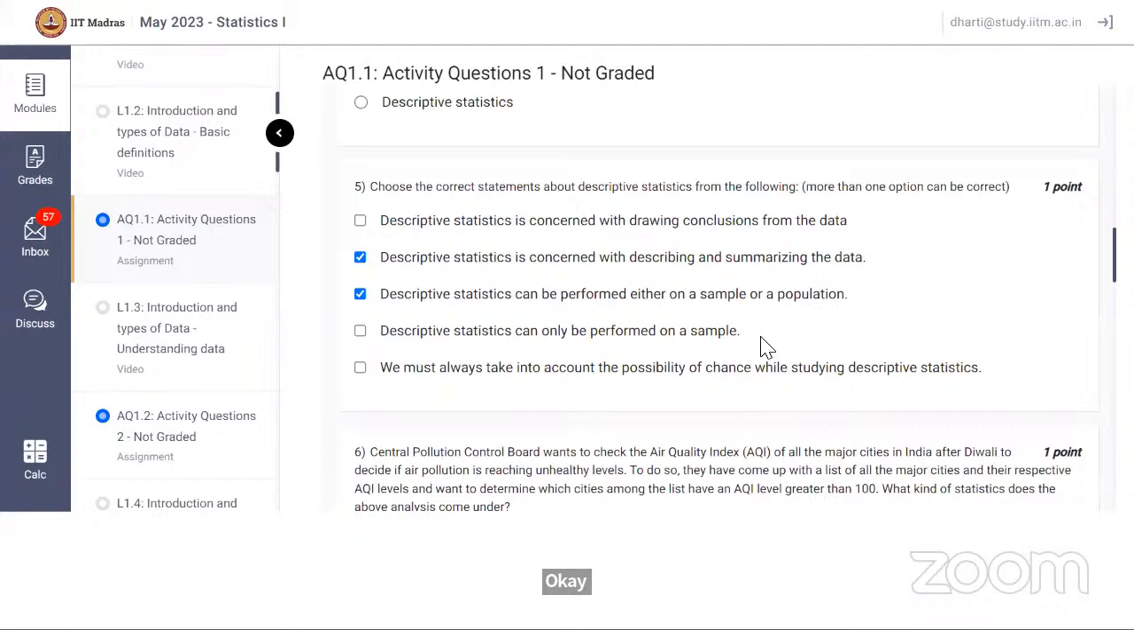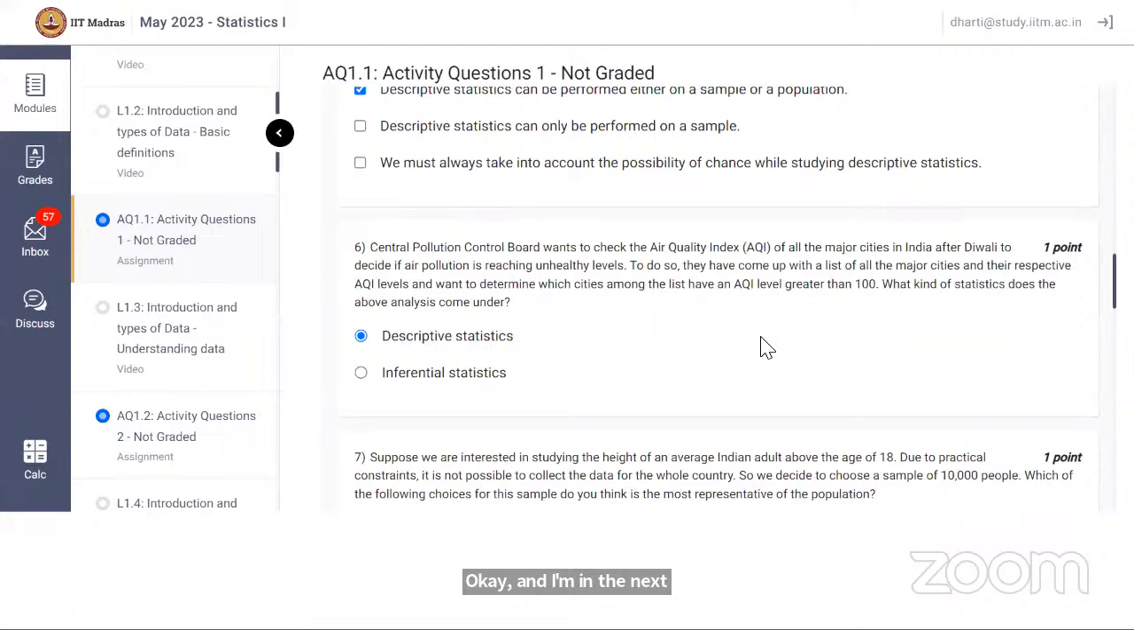Ma'am, in the next question, number 6, after Diwali they were collecting the air quality index of all major cities, and they wanted to determine which cities among the list have an air quality index greater than 100. I had selected inferential, but the answer was descriptive.